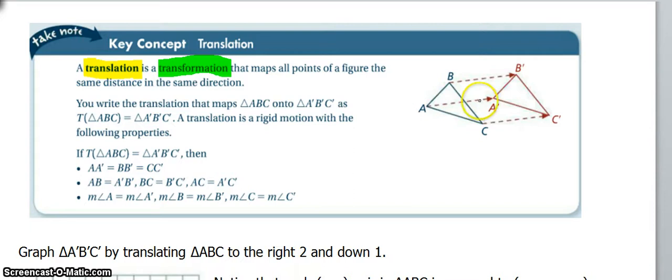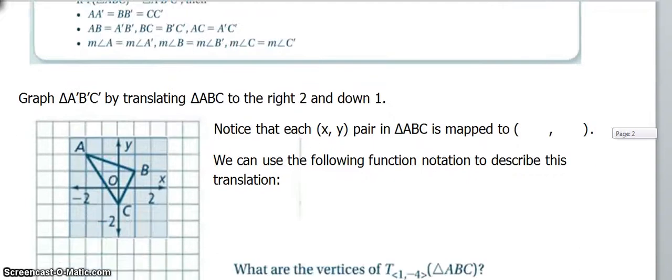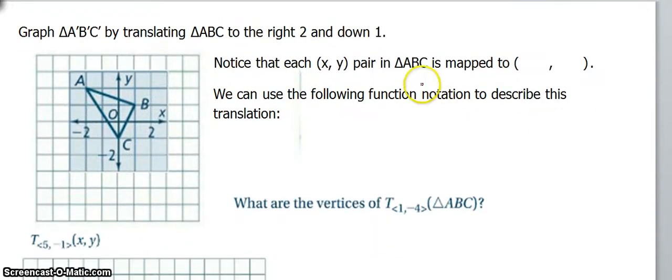So my original point A matches my new point A, my original point C to my new point C, and same with B. So go ahead and try down here to graph the A prime, B prime, C prime triangle by translating ABC to the right 2 and then down 1. And we're going to do this by doing that rule to every single point. Pause the video now and give that a shot.